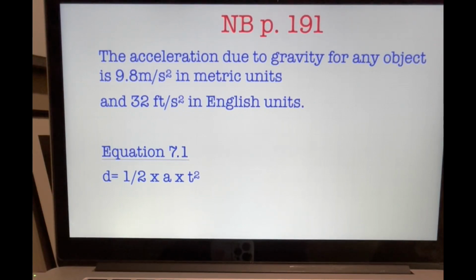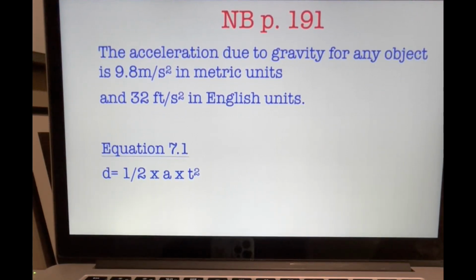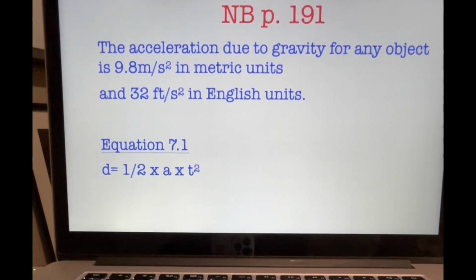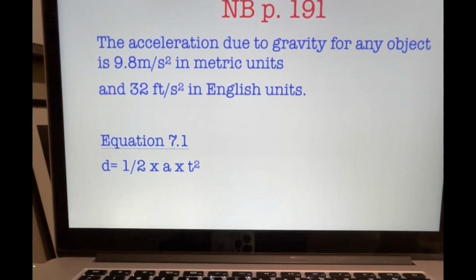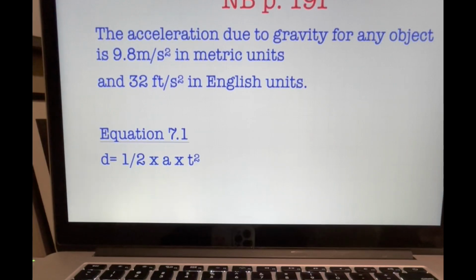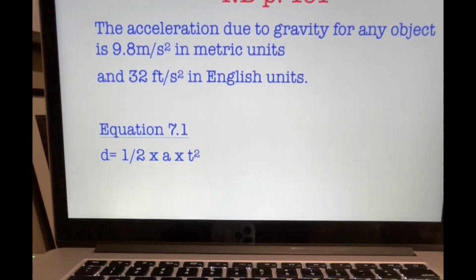Whenever you do problems involving free fall, you will use one of those values for acceleration. Well, which one will you use? Well, that depends on the problem. If the problem deals with metric units, you will use 9.8 meters per second squared. If the problem deals with English units, you will use 32 feet per second squared. You will see what I mean in just a minute.